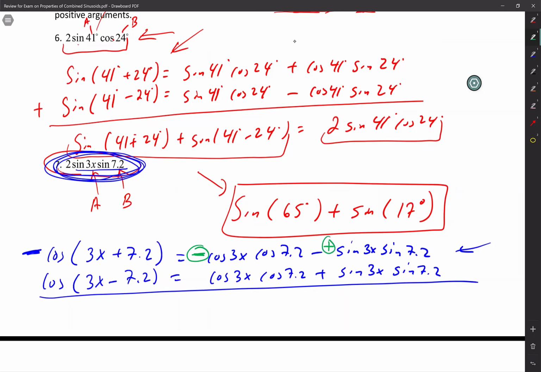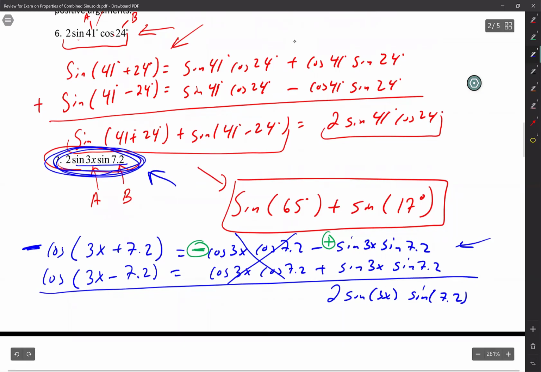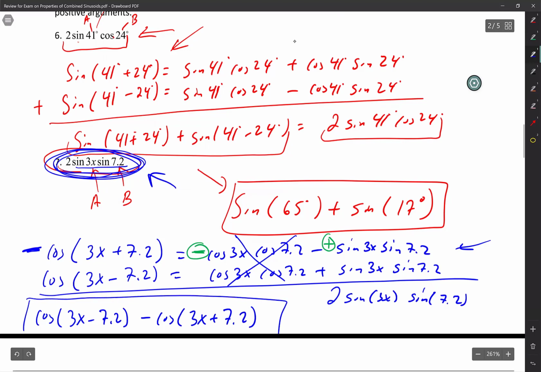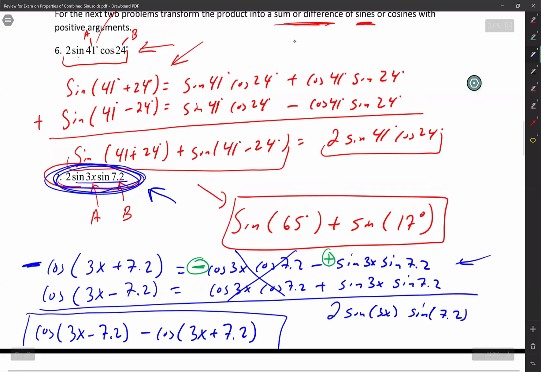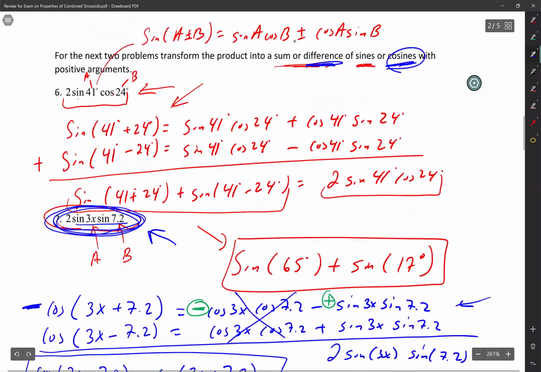And if I add them up now, these go away, and I will have 2 sine 3x sine 7.2, which is what I wanted. So what did I do? I'm going to put the positive one first. I did cosine 3x minus 7.2 minus cosine 3x plus 7.2. And this is the answer. And there it is, I have a difference of cosines. And that's it.